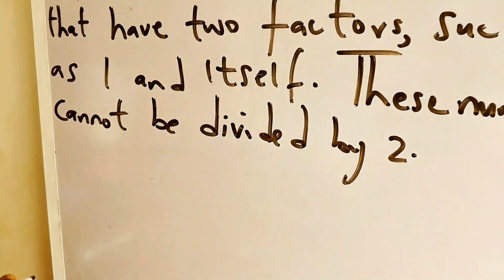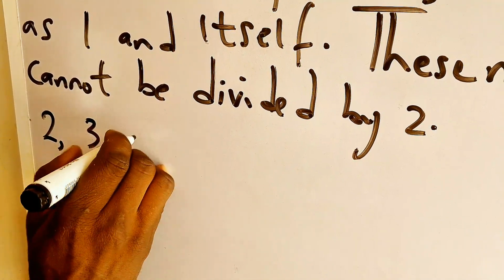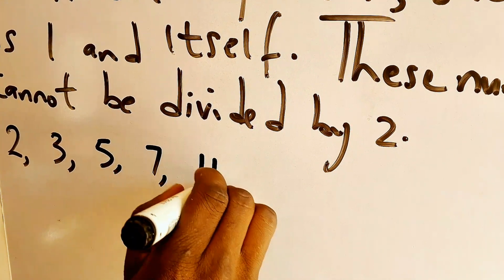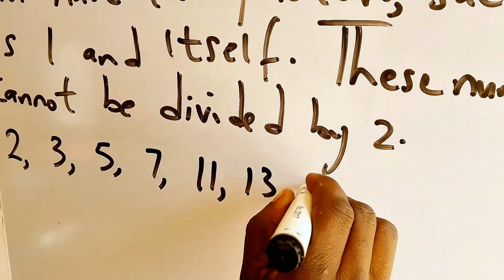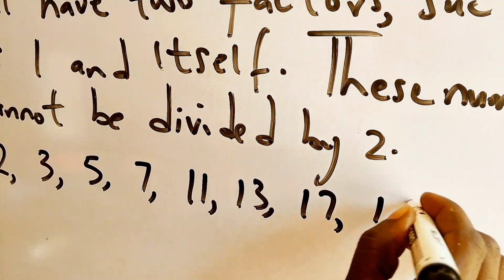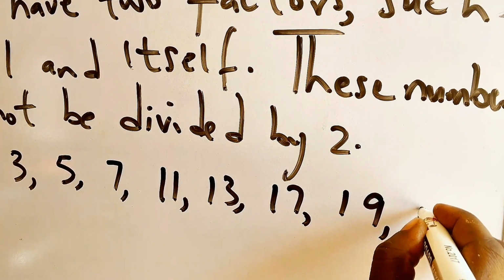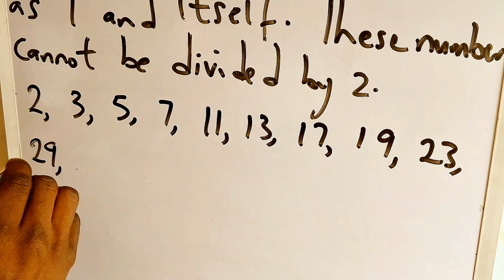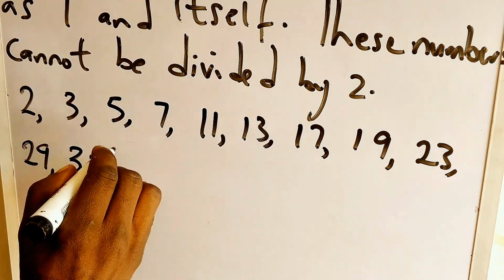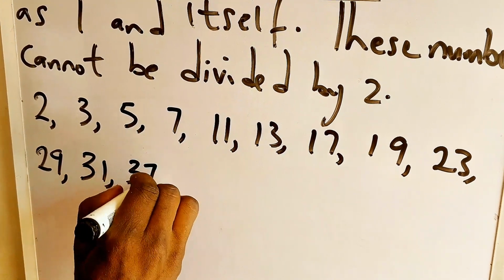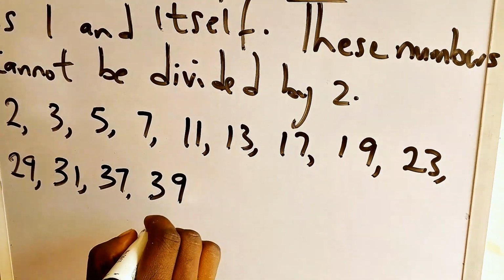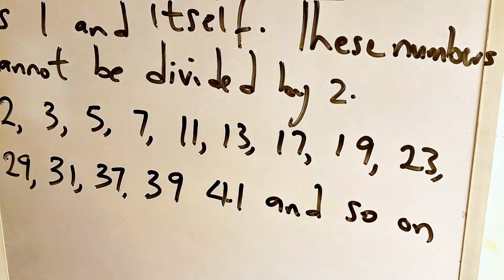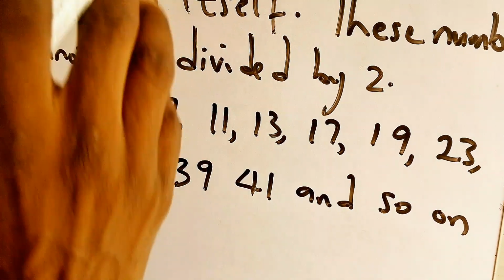Examples of these numbers are 2, 3, 5, 7, 11, 13, 17, 19, 23, 29, 31, 37, 39, 41, and so on. These numbers are prime numbers.